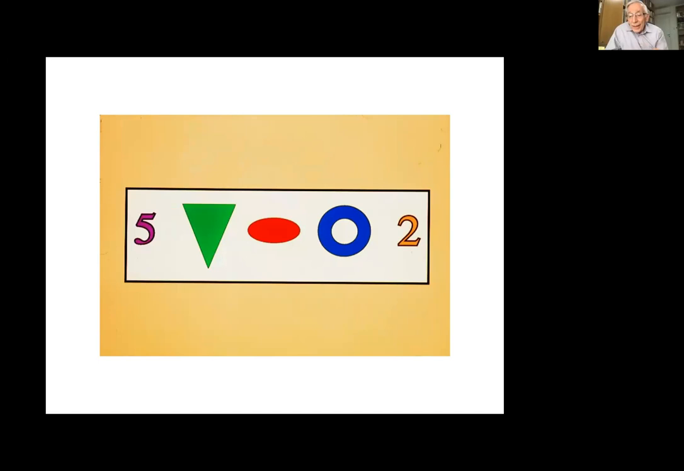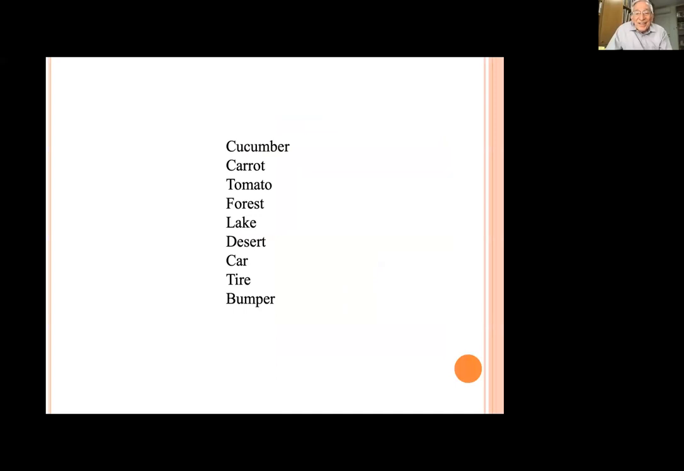Okay. And one of the things that Treisman said, actually, I only found it in a Scientific American paper by her. She says, okay, we can try this. Let's try it first. Here's a list of words. Cucumber, carrot, tomato, forest, lake, desert, car, tire, bumper, okay?